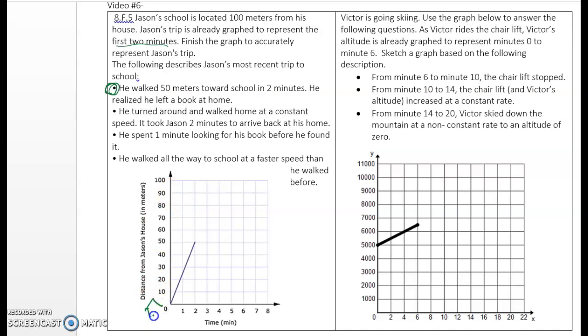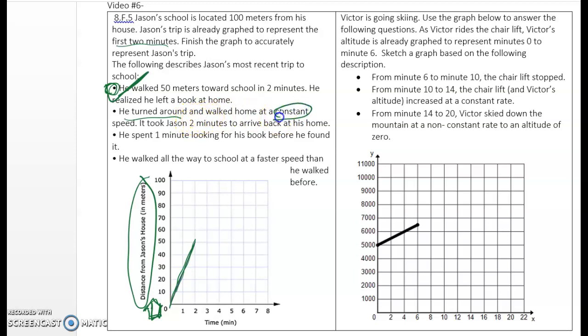So remember, if our y-axis reads distance from Jason's house, his starting point is at his house down here. So if he walked 50 meters towards school in 2 minutes, that's already graphed for us here. So I can check that off. He turned around. So if he turned around, he's heading back towards home.